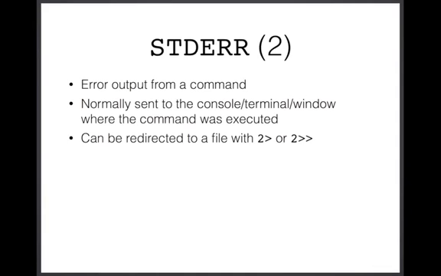And like standard output, you can redirect standard error to a file. In this case, you would use the number of the stream, so 2 and then the right angle bracket to redirect to a new file or to overwrite an existing file, or 2 and 2 right angle brackets to append the standard error to an existing file.